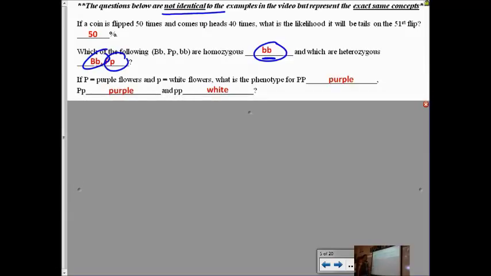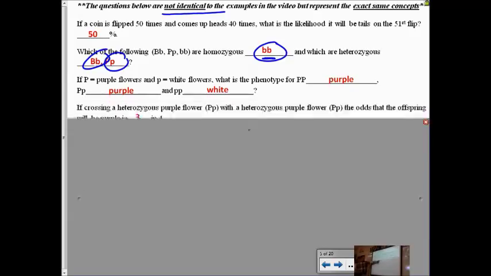Purple, purple, white. Purple, purple, white. No other options are correct. Not pink, not purple/white. When you have 2 for purple, you're going to be purple. When you have purple and white, you're going to be purple because this one's dominant. And when you have little p, that's the only time you're going to show that white. That's why it only shows up 1 out of 3.